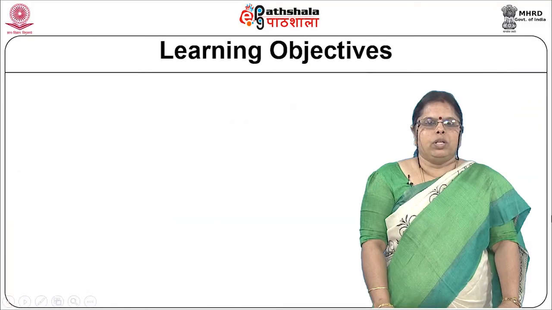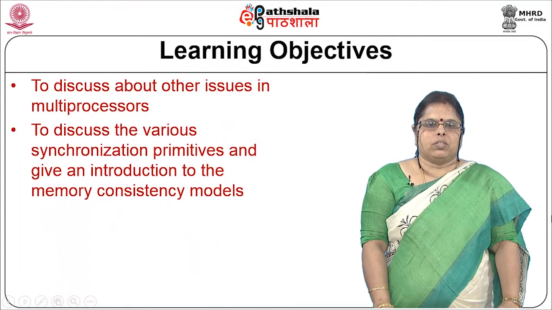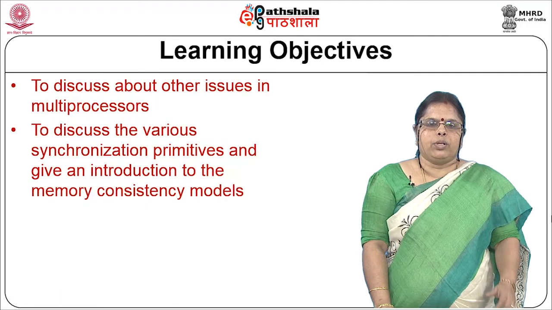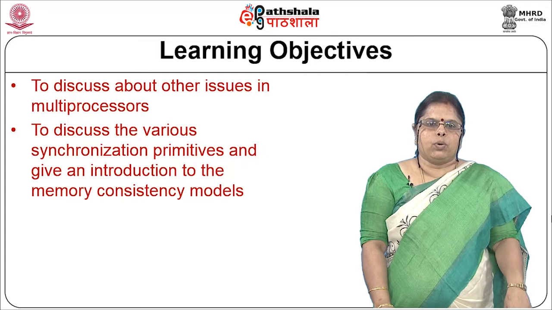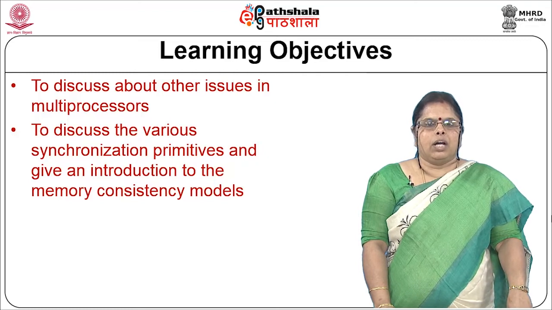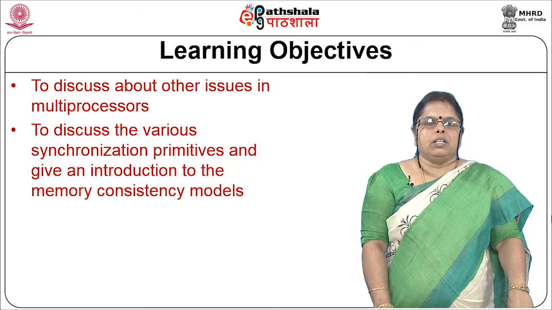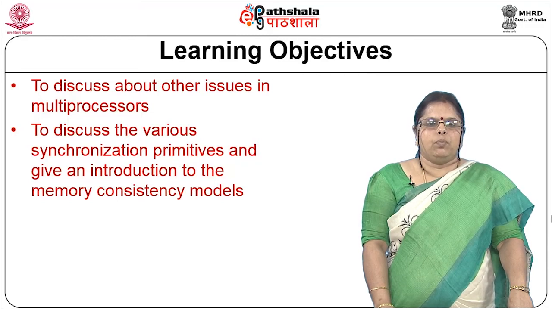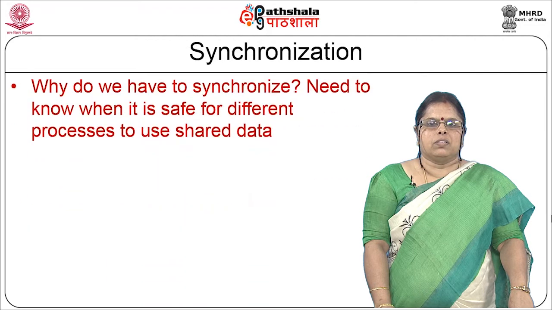In this module, we will discuss the other issues that we did not discuss with respect to multiprocessors. The previous module introduced us to the cache coherence problem, and we looked at the two different protocols that are used for handling the cache coherence problem. So, this module will discuss other issues that we have to handle with respect to multiprocessors. Basically the synchronization primitives, and we will also have an introduction to memory consistency models, though we will not look into details of the memory consistency models.